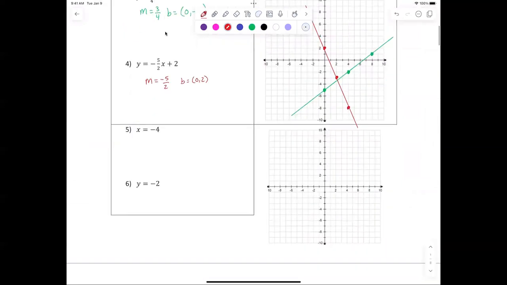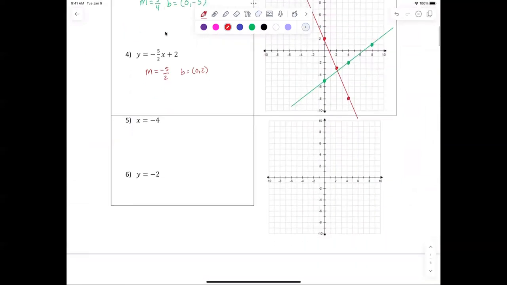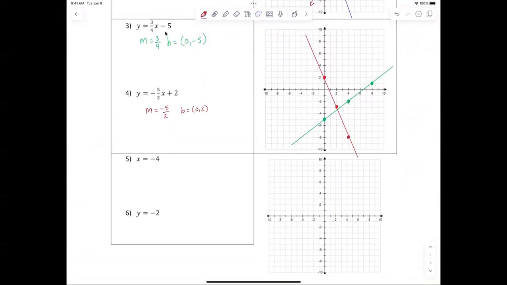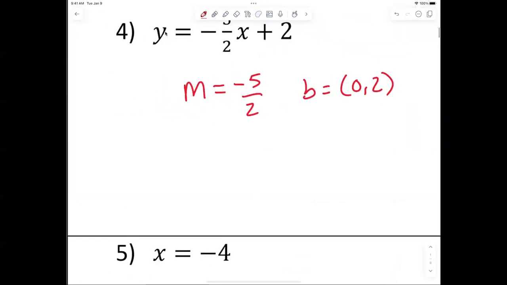Anybody have any questions with that? Right, because the 2 is what? The 2 is positive. The 2 is not negative.